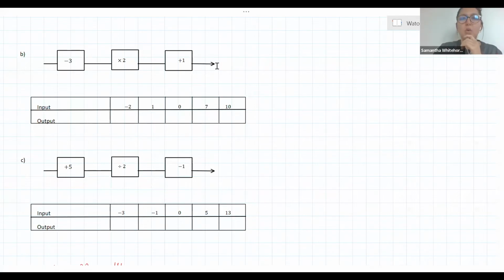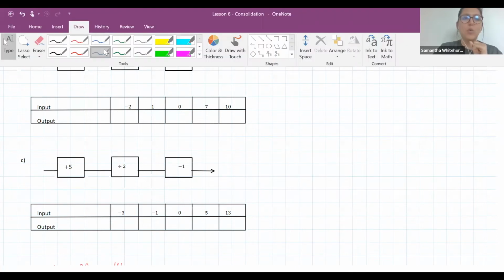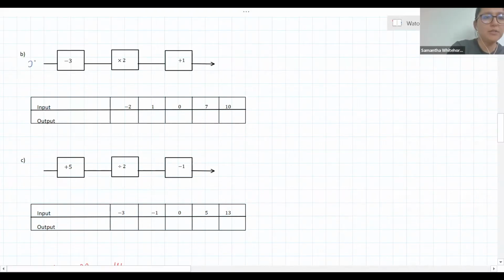Okay, so what we need to remember about a flow diagram is that we are taking our inputs, and I think of it like a number machine, and we're putting it into the flow diagram, and we're performing all of the operations that the block tells me to perform, and I'm getting my output, I'm getting my Y. So we can create a table for ourselves of our input and output values.